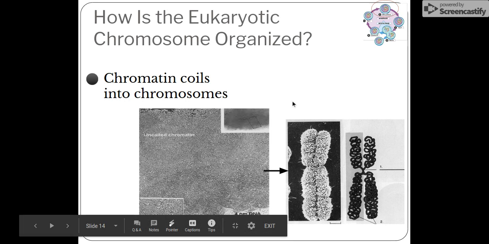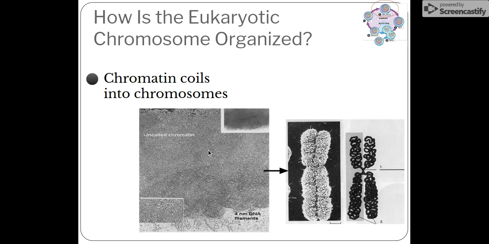Okay, and so here we can see all of this gray. This is all DNA. This is in the form of chromatin. It's just everywhere. Okay, it's like a pot of spaghetti.